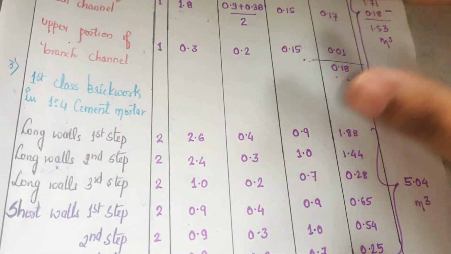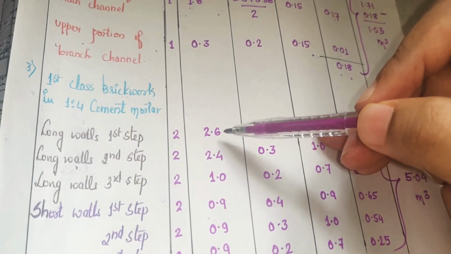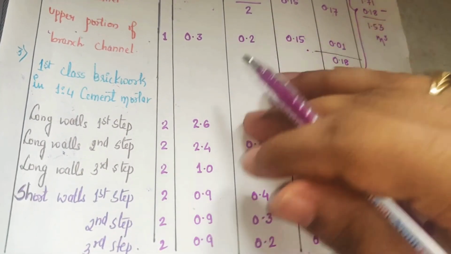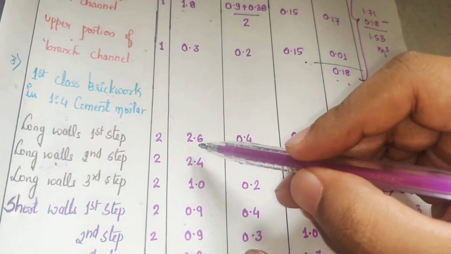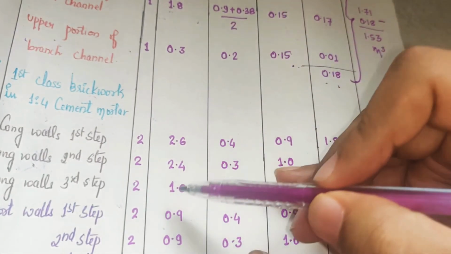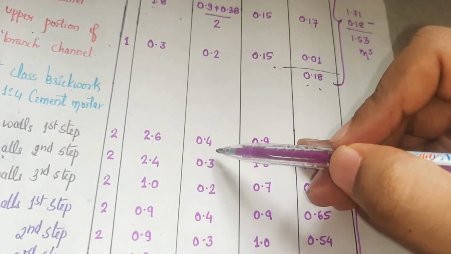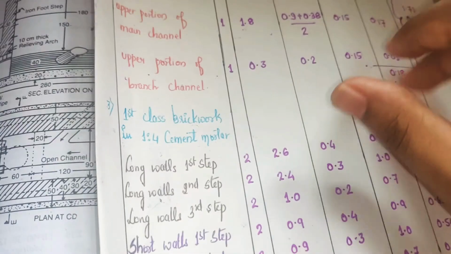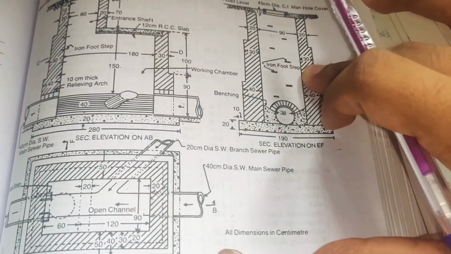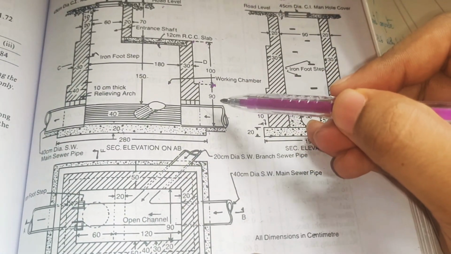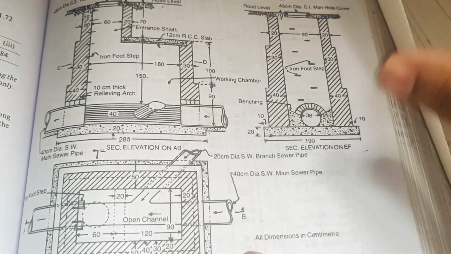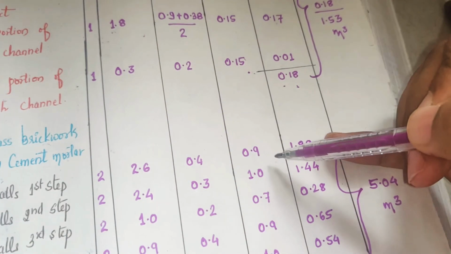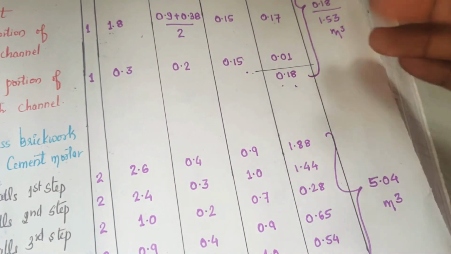So we calculated the length of the long wall. It was 260 centimeter, 240 centimeter, and so on. 260 is 2.6 meters, 2.4 meters. So the width of the 40 centimeter wall was 0.4, 0.3, and for height, we'll look here. The 40 centimeter wall height is 90 centimeter, the 30 centimeter wall height is 100 centimeter, right? So it is 0.9 and 1 meter. So we got this quantity.